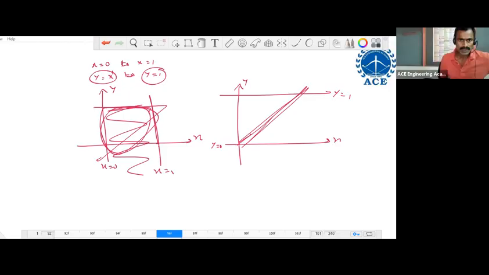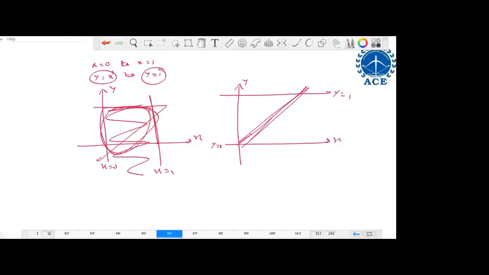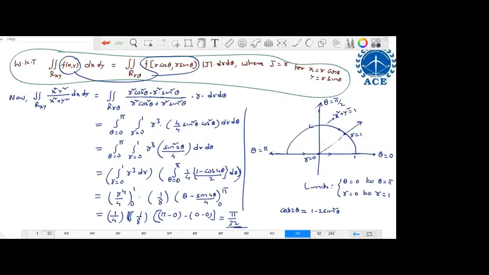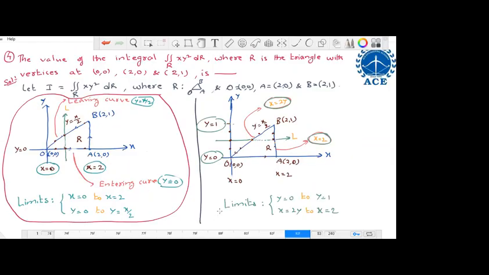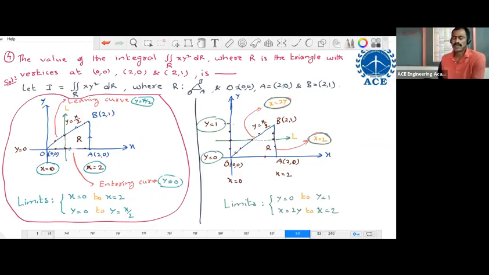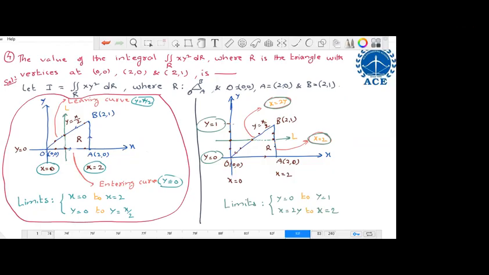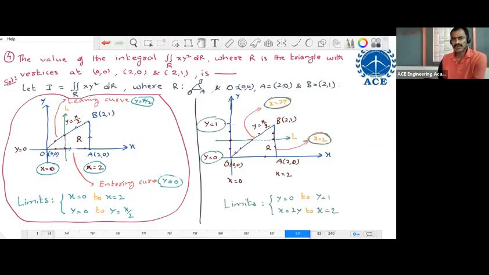Based on the line, we are choosing the limits. If we choose the line parallel to the x-axis, or parallel to the y-axis, the limits will differ. According to the line, the limits will be different, but we get the same value. The diagram is the same, the limits are different, but the value is the same.